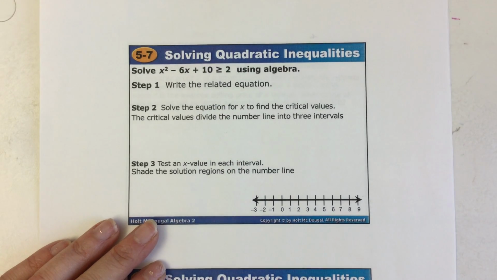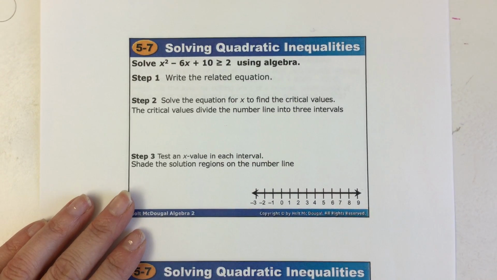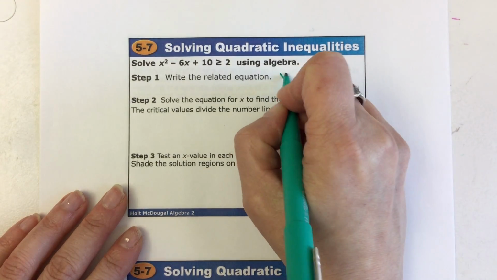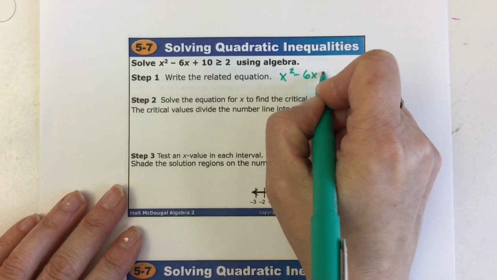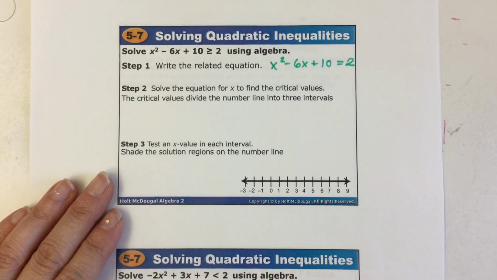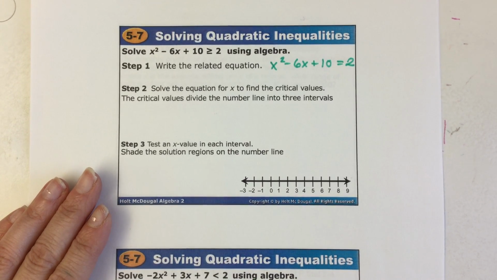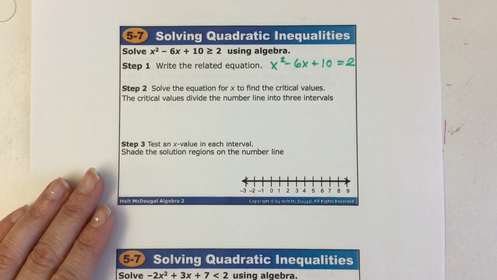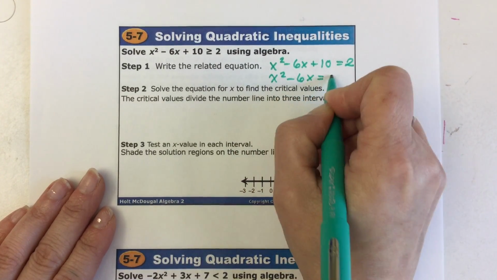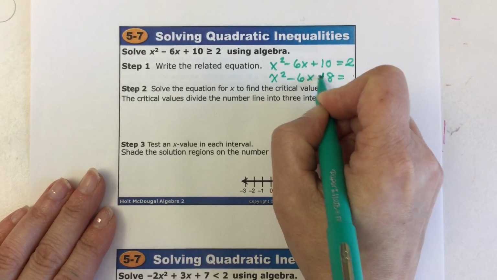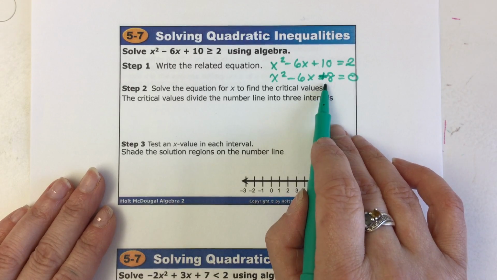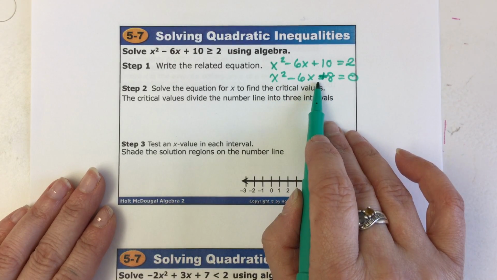Step 1, they want you to write it as a related equation. What that means is don't worry about the inequality until the very end. So we want to think of this as x squared minus 6x plus 10 is equal to 2. I want it set equal to 0 so I can see if I can factor or if maybe I need to complete the square or do the quadratic formula. If I minus 2, x squared minus 6x plus 8 equals 0. I had plus 10. If I minus 2, that's a positive 8. 1, 2, 3 terms.